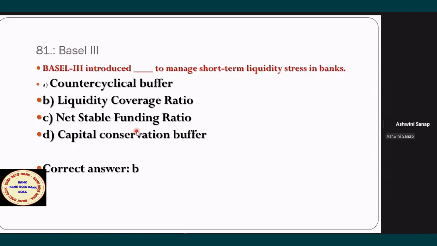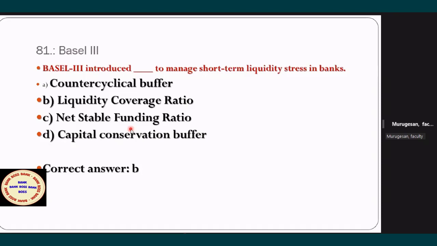Net stable funding ratio, it's balance sheet related. All these are interrelated, friends. What does it mean? Net stable funding ratio means the core funds. What is a core fund? Current account and SB account are not core funds. Please remember, current account and SB account are not core funds. We cannot rely upon them.